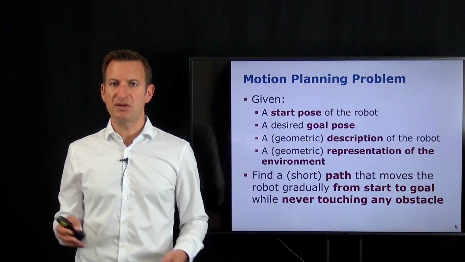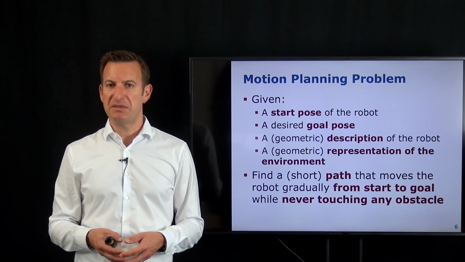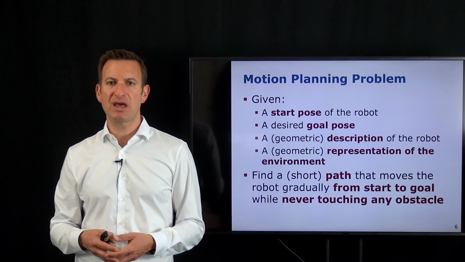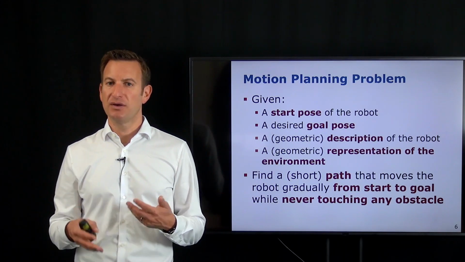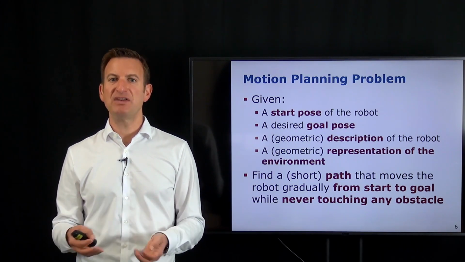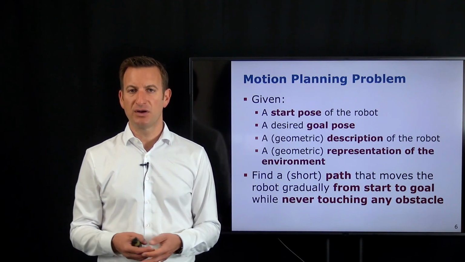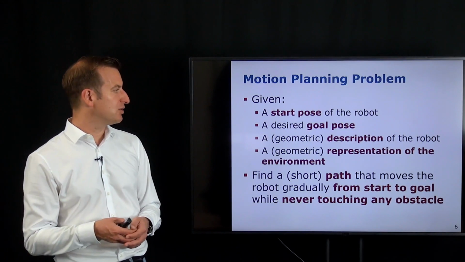This could be a 3D location with an orientation. That may even be a location and orientation and a speed that the system should have at that point in time. So there are different variants and different spaces that you're actually planning in, depending on how you specify your target location and your goal location.